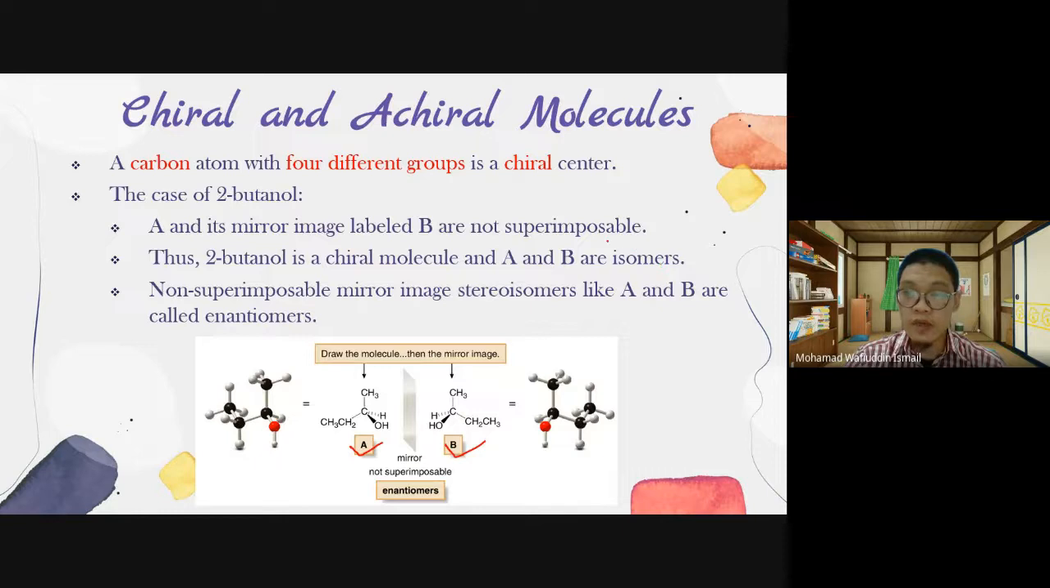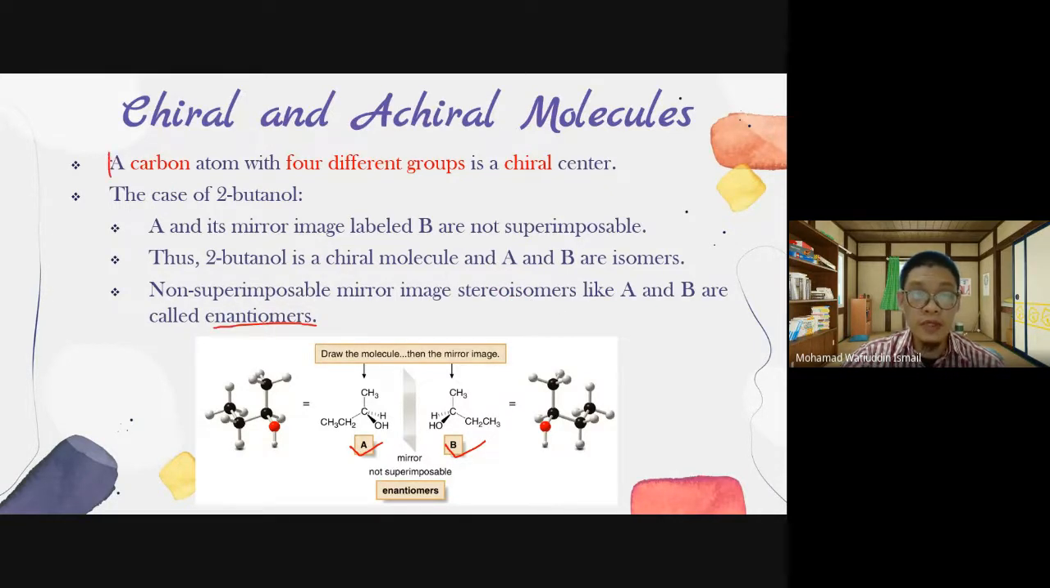Isomers in terms of cis and trans, we call diastereomers. Meanwhile, in terms of chiral, chiral equals enantiomers. Later on, we will look at them one by one, so it is easier for you to differentiate between diastereomers and enantiomers. So first we understand chiral and achiral. Thus, 2-butanol is a chiral molecule. The non-superimposable mirror image stereoisomers like A and B are called enantiomers.